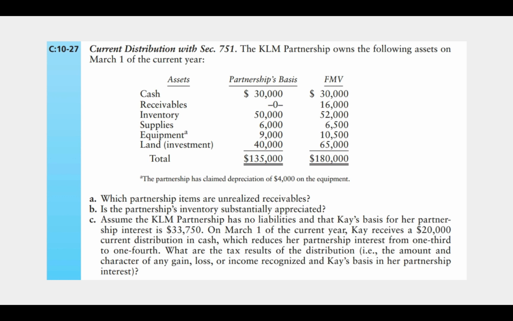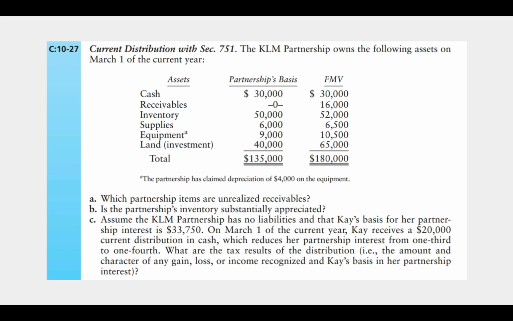I know that looking at footnote A, it says the partnership has claimed depreciation of $4,000 on the equipment. Depreciation recapture would be section 1245 depreciation recapture. That means if I sold the equipment, I would recognize gain, and the gain would be ordinary gain to the extent of depreciation taken. So here I have up to $4,000 of section 1245 recapture.